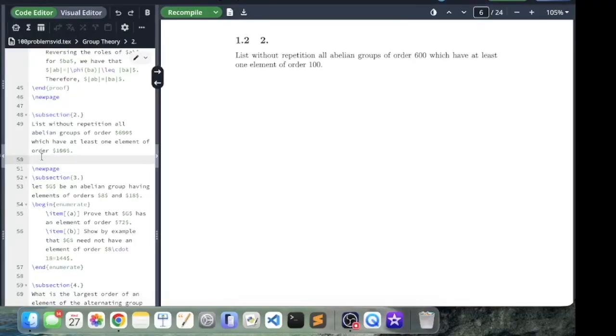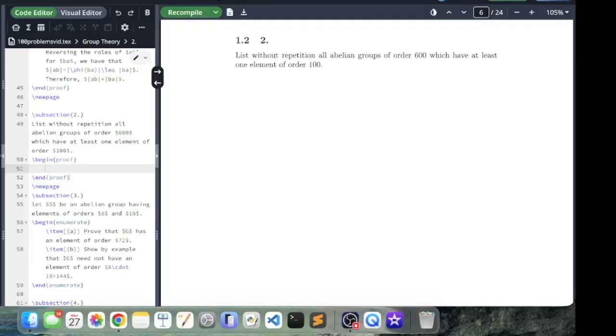All right, we have our second group theory problem: list without repetition all abelian groups of order 600 which have at least one element of order 100. Yeah, this is definitely annoying to type, but we'll put it in a proof environment, and maybe we'll just sketch out the idea. We don't need a full formal proof for this, but we can.